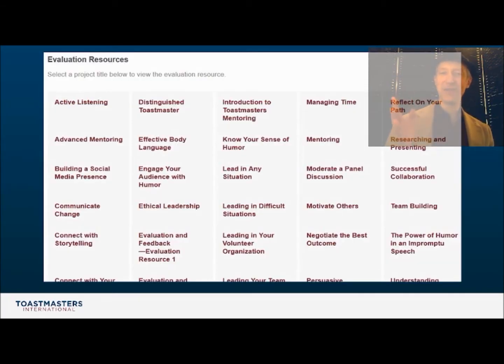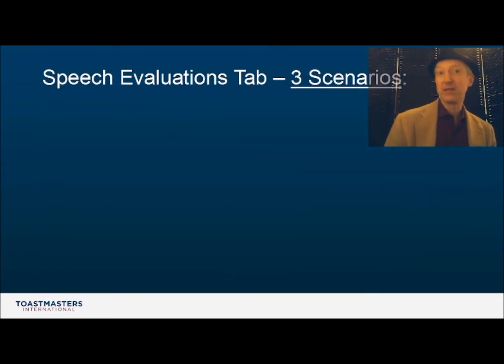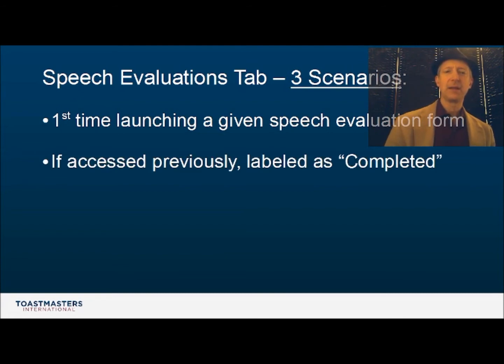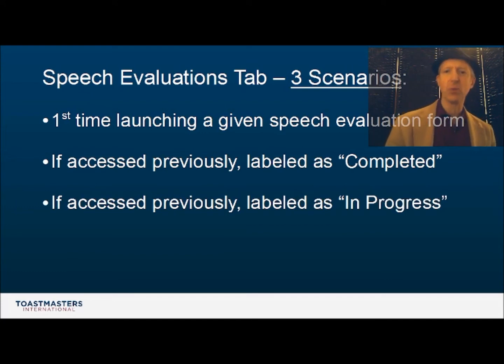What is so cool about this is every evaluation of every project and every path is available in this screen. It's very, very powerful. There are some things that I need to tell you about this. 3 scenarios, as I call them. The first one is if it's your first time launching a given speech evaluation form. Secondly, if you've accessed it previously and it's labeled as completed, whether mistakenly or on purpose. And then finally, there's another scenario where it might be accessed previously and labeled as in progress. The good news is there's a solution for each one of those.